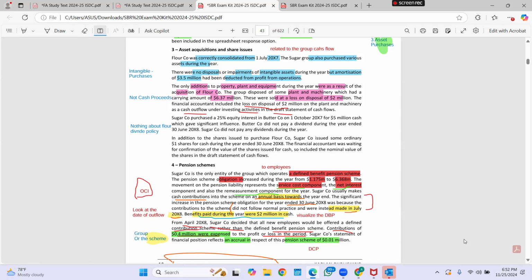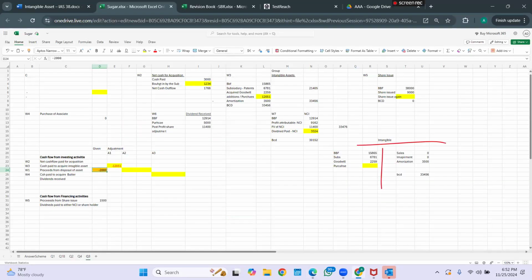The cash would have been, obviously, this is basic. Your carrying amount is 6.37 million. He sold it for a loss. 6370 minus 2000, so how much would you have received in cash? You would have received in cash 4370. But this fellow has shown 2000, and that also as a loss, as an outflow. Cash proceeds are supposed to be an inflow, so it's totally wrong.